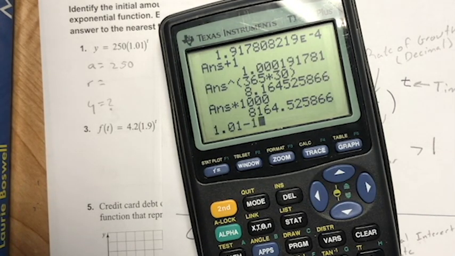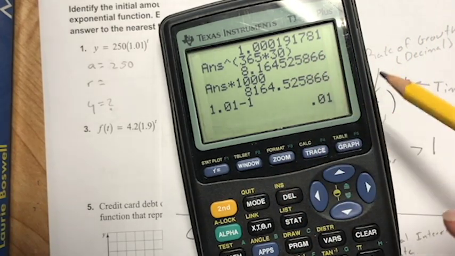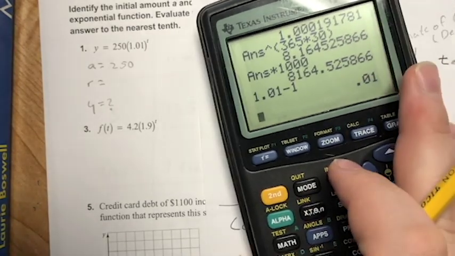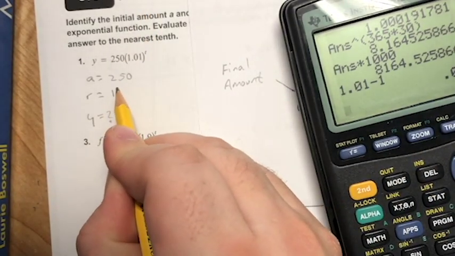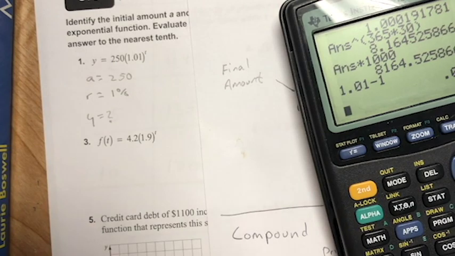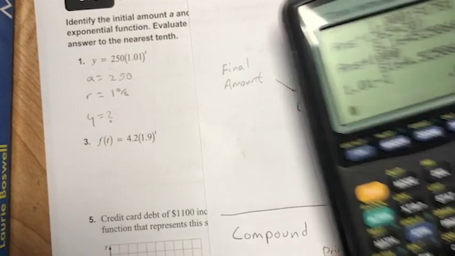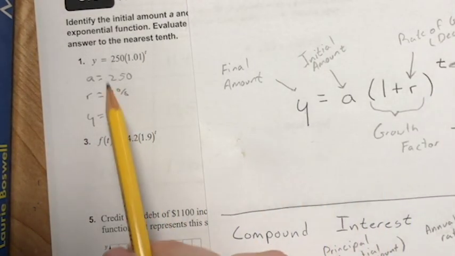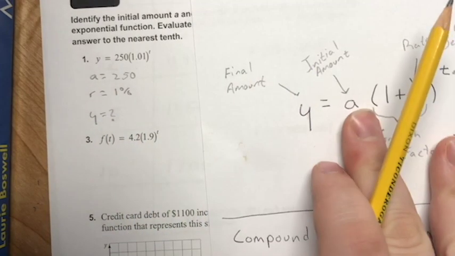1.01, subtract that 1 out. And I get that my rate is 0.01, but it asks for a percent. So what would that be? Well, using old school methods of moving the decimal, we would find that our growth rate is 1%. All right, this is the rate of growth, but our growth factor is the 1.01. Now it's just a matter of finding out what the answer is.